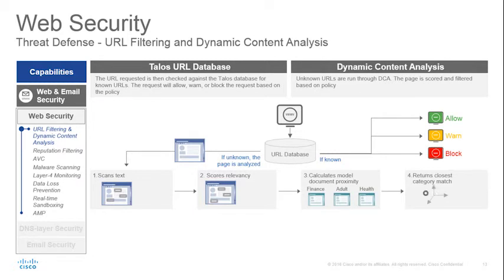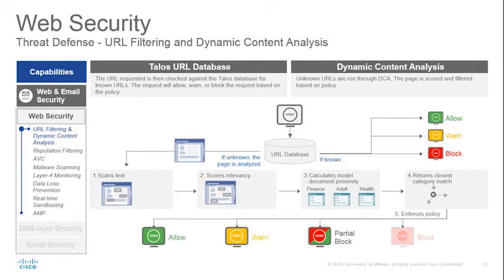Dynamic Content Analysis, or DCA, scans the text, then scores the relevancy of the text on the page, noting that different areas of the text on a page may fall under different categories. Next, DCA takes the data from its scan and calculates model document proximity, returning the closest categorical match for the page requested. The page and text, having been categorized, will then either be allowed, warned, blocked, or partially blocked based on the policy being enforced. Whether a customer clicks on a known website or not, Cisco Web Security will ensure the proper policy is enforced.